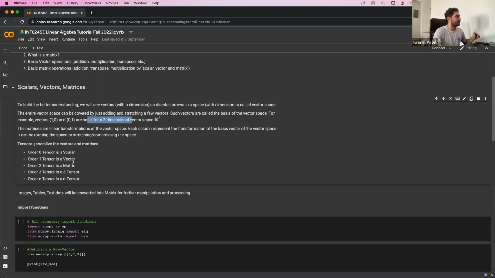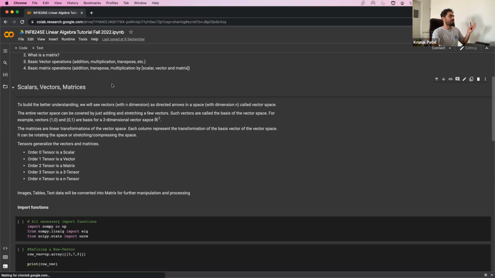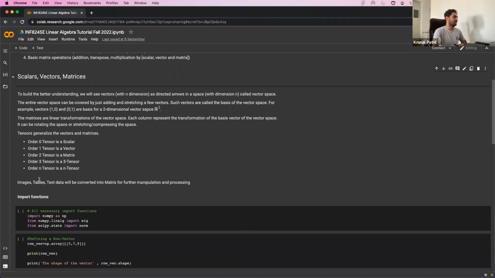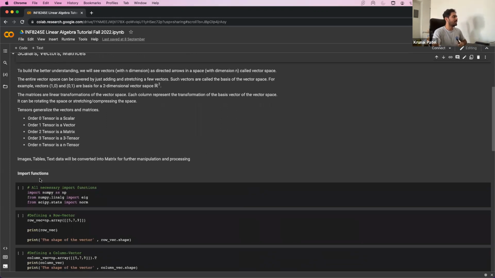So tensor is an even more general concept, but we will not be covering this a lot in this tutorial. But you can see everything as a tensor: a scalar is an order 0 tensor, a vector is an order 1 tensor, a matrix is an order 2 tensor, and then an order 3 tensor, and you can go higher and higher in that direction. Okay, so you'll end up getting more tensors and other generalizations of it.